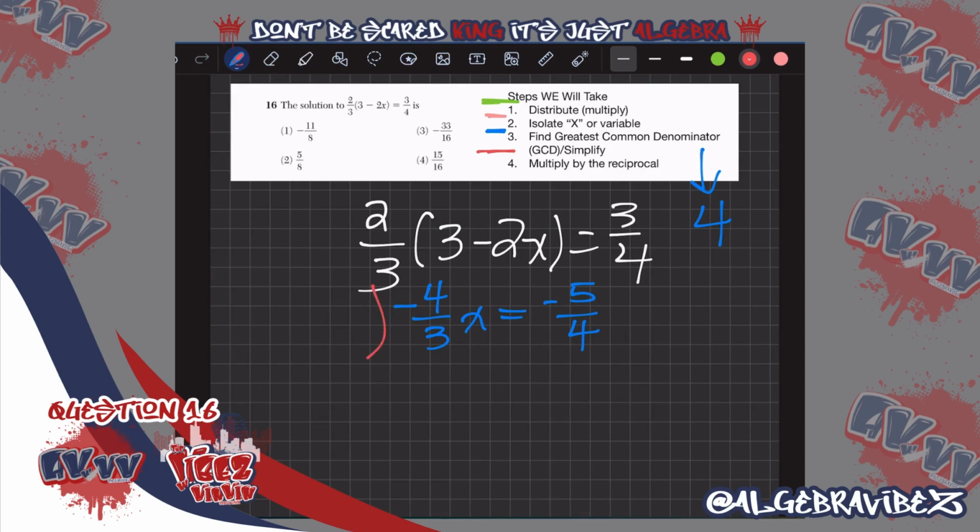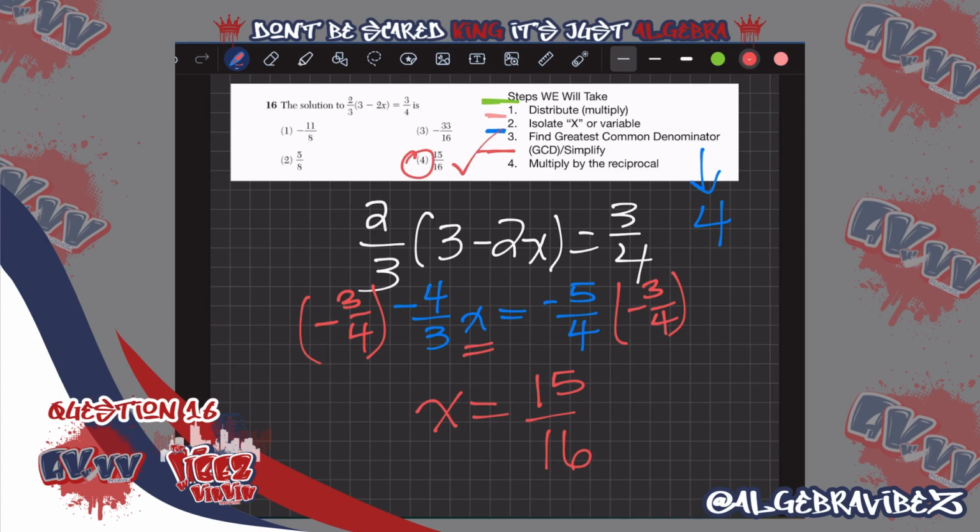So our flipped fraction, which is attached to our x variable, is going to be 3 over 4, rather a negative 3 over 4. We're going to do that to both sides, because what we do to one side, we must do to the other when it comes to trying to isolate a variable. We're left with x is equal to, and we multiply negative 5 and negative 3, which gets us a positive 15 over 16. So our final answer is going to be choice number 4.